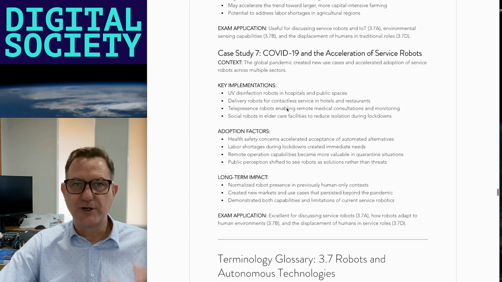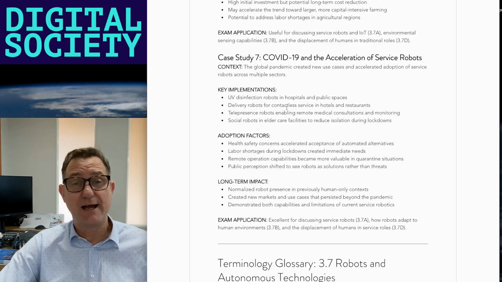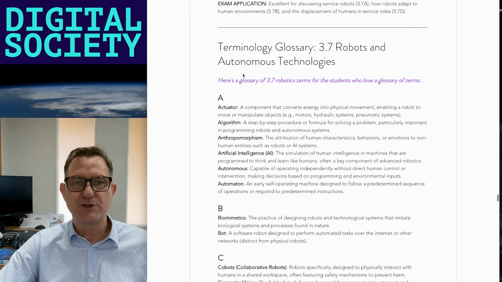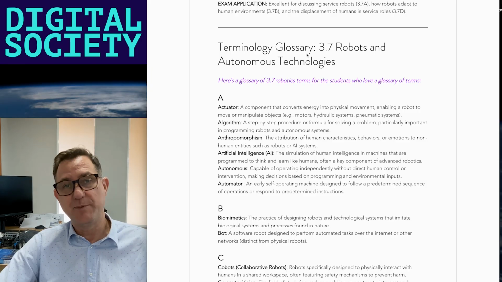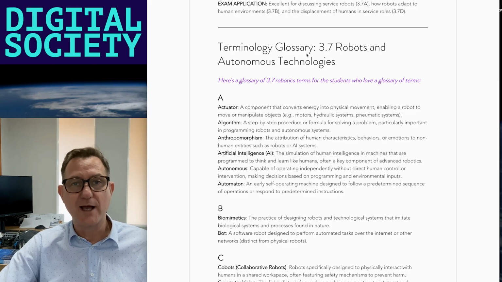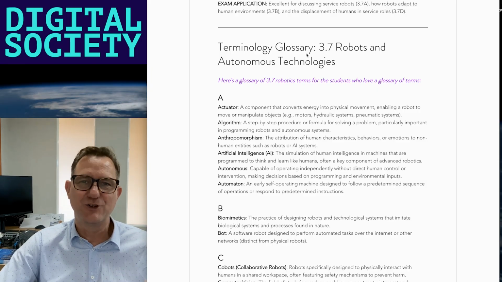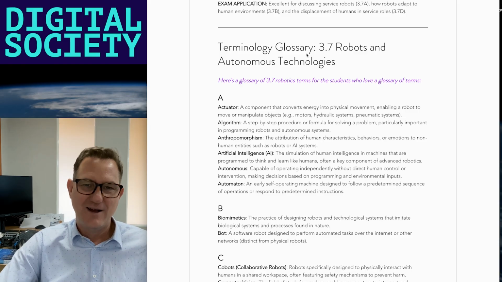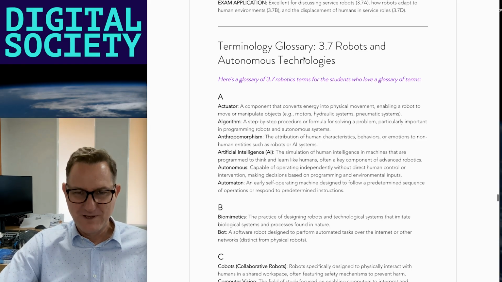Now, next section. After I've got a few different case studies, I've actually got a new section here which is called terminology, or a glossary. And this is because every year I have at least one student who asks me for some kind of a terminology glossary. So I've added this in just for them.